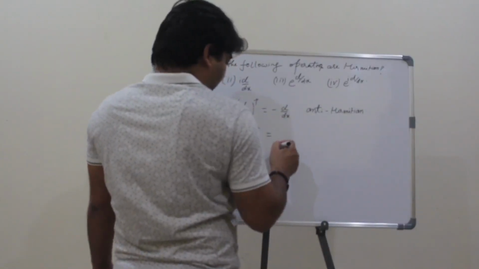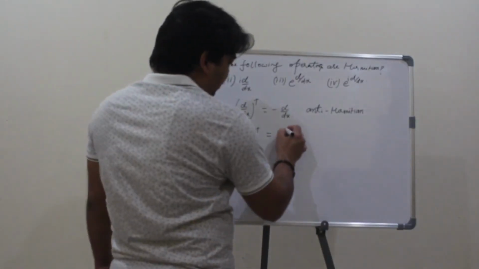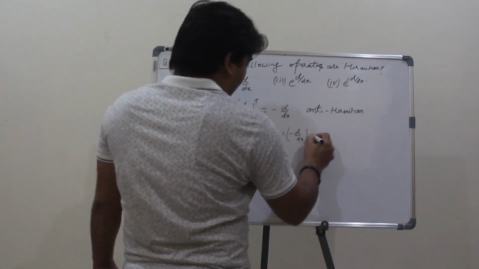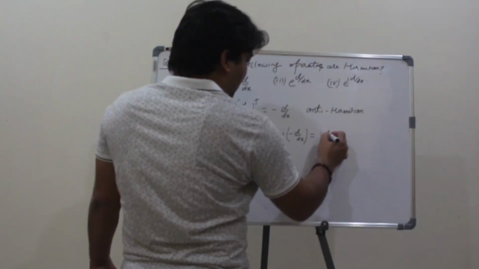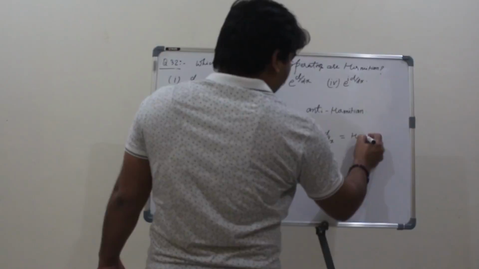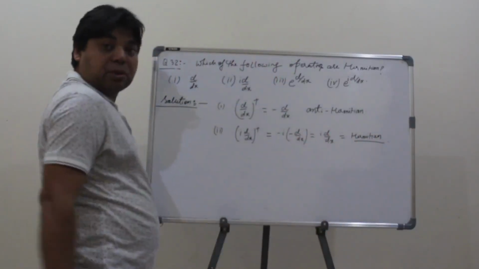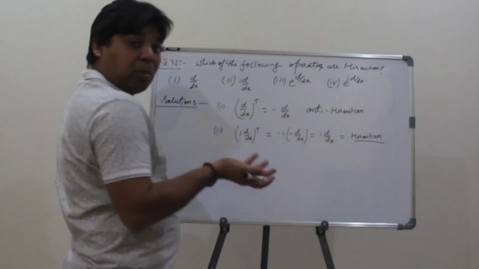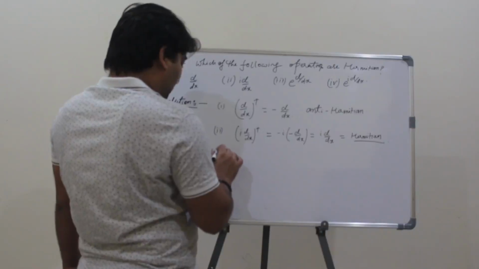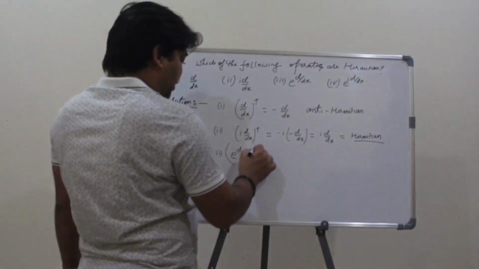So i goes to minus i, and d/dx goes to minus d/dx, giving you i d/dx, which is a Hermitian operator. You started from the same and you got the same. That's why the momentum operator is a Hermitian operator. Remember that. The third, e to the power d/dx, will be the same.